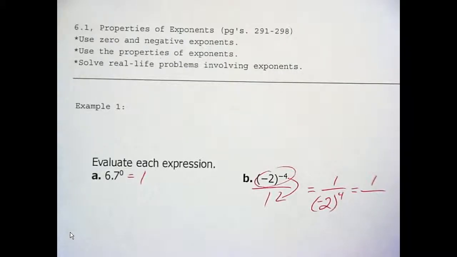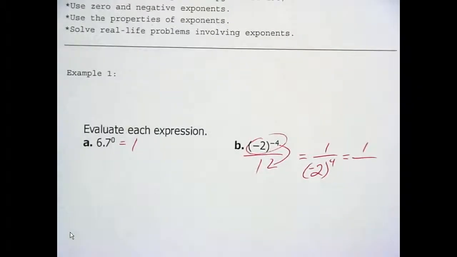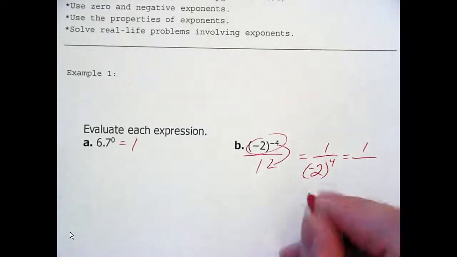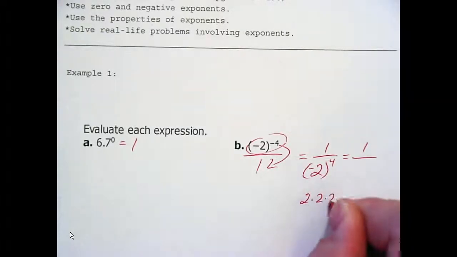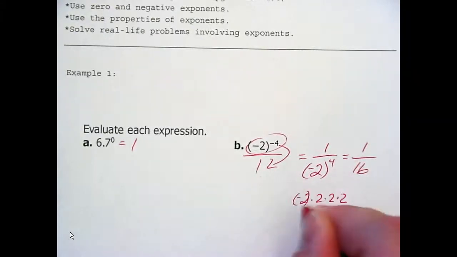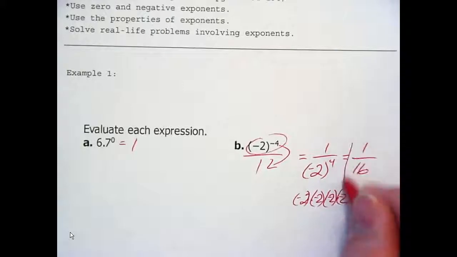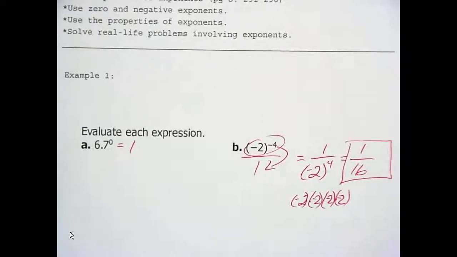What's a negative times negative times negative times negative? It's positive. And 2 times 2 is 4 times 2 is 8. And then times one more 2, 16. Those are all negative, so negative times negative times negative times negative is positive. 1/16. All right. Any questions there?